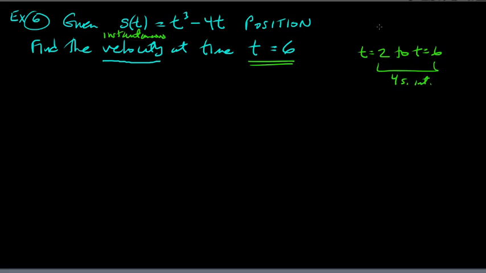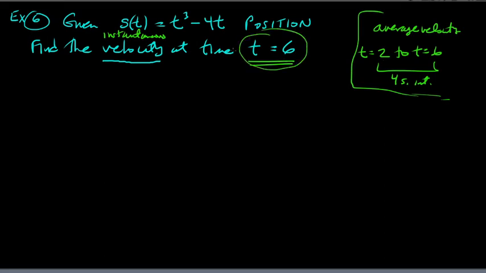Right. So if I gave you that, you would be finding the average velocity. Right? But that's not what we're doing here. We want the instantaneous velocity. We're only given one moment in time, t equals 6, one instant. So for that, we're looking for the instantaneous velocity, not the average velocity.